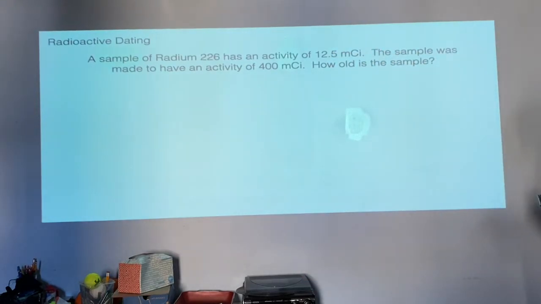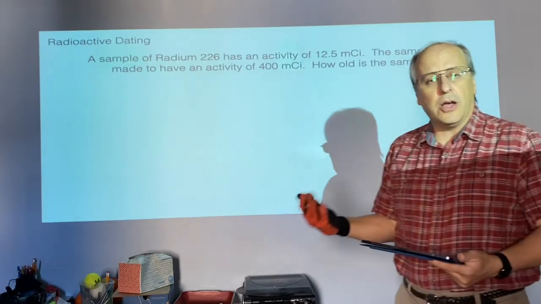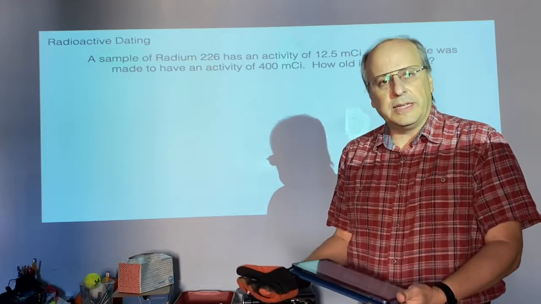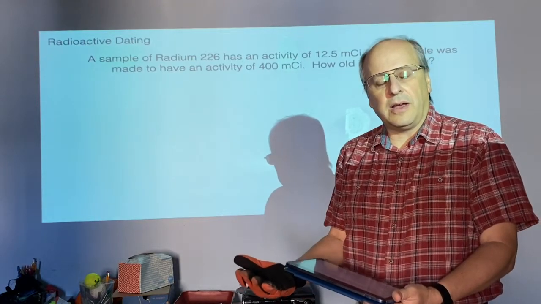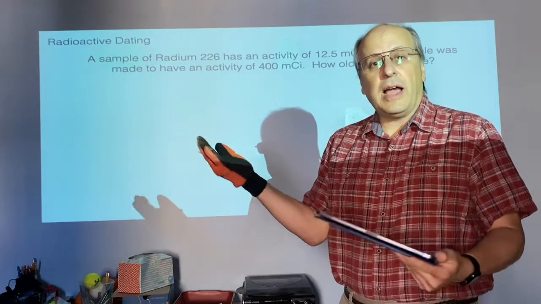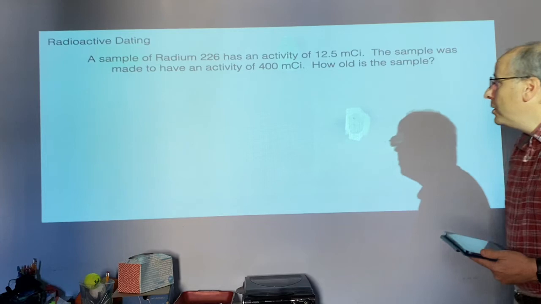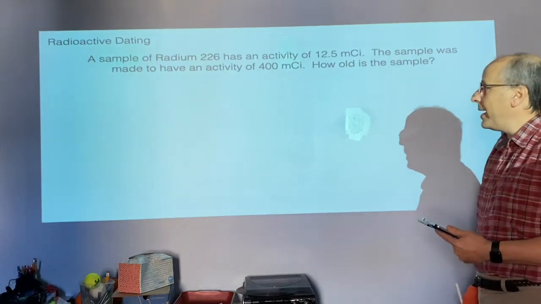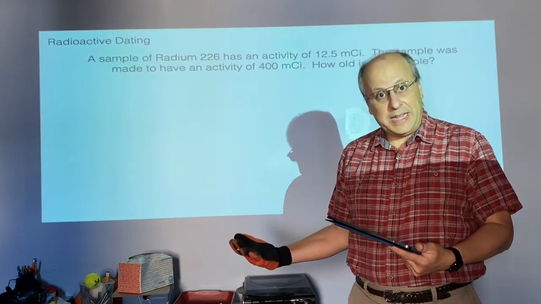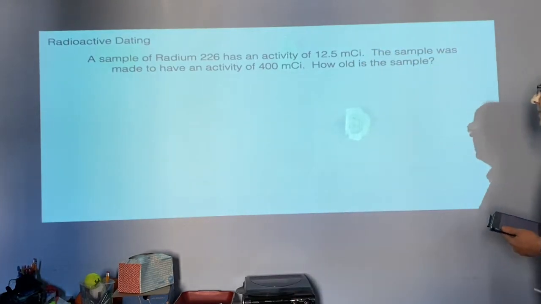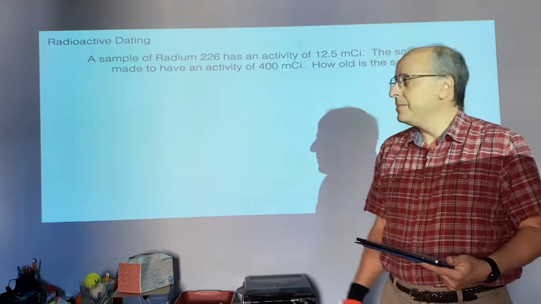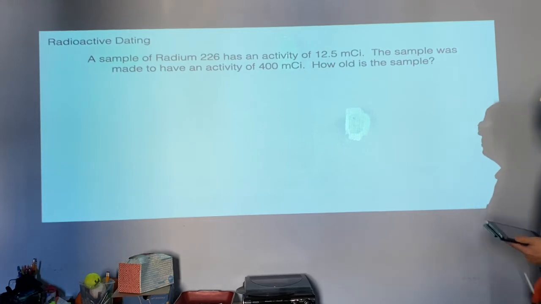Okay, so again, activity is important because it lets us know how many nuclei were present in that sample. The more nuclei we had, the higher the activity we're going to measure. So oftentimes, if we're trying to use radioactivity to figure out how old the sample is, it's called radioactive dating. Very important technique in a lot of areas, such as archaeology. Okay, we want to know how old something is.